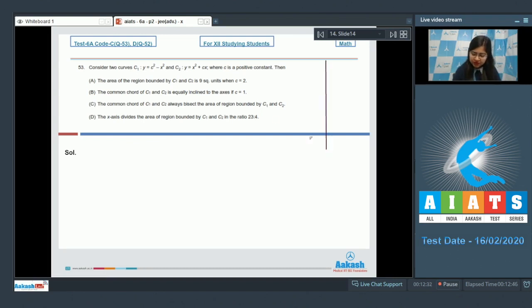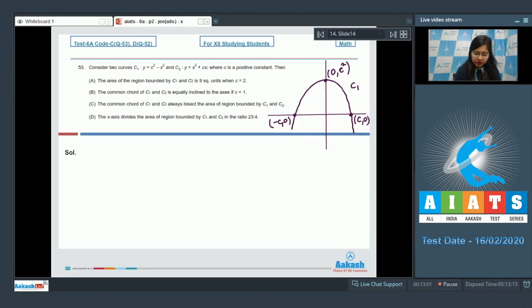So let's firstly plot the graph of these two functions. First one is y equal to c square minus x square. So it is a parabola like this, where this point is 0, c square, and when y is 0, it is c, 0, and this is minus c, 0. So this is curve C1.